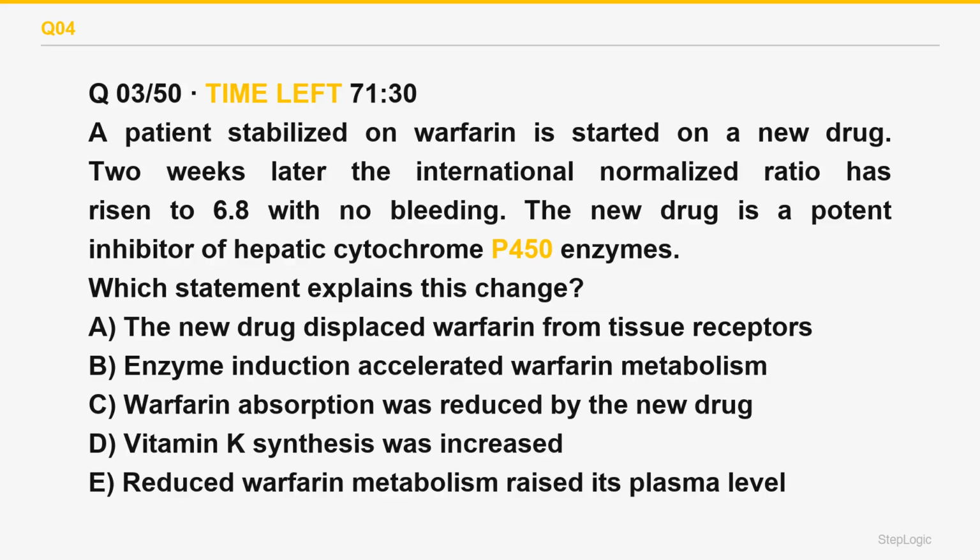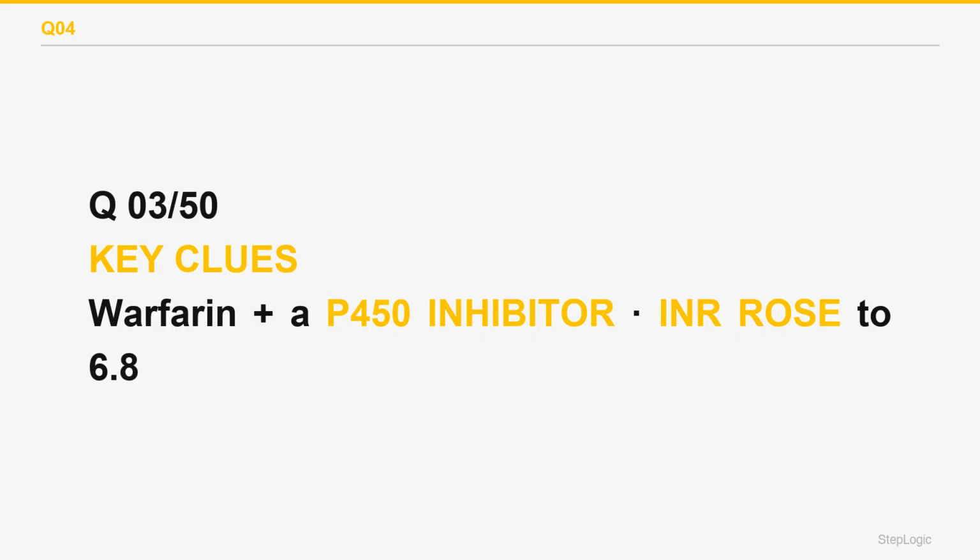Which statement explains this change? A patient stabilized on warfarin is started on a new drug. 2 weeks later, the international normalized ratio has risen to 6.8 with no bleeding. The new drug is a potent inhibitor of hepatic cytochrome P450 enzymes. Read the command. What explains the rise in INR? Cytochrome interactions run in two directions, and warfarin is the drug where the direction matters most. Warfarin is metabolized by hepatic cytochrome P450. An inhibitor slows that metabolism, so warfarin accumulates. Anticoagulation deepens and the INR rises, with bleeding risk.